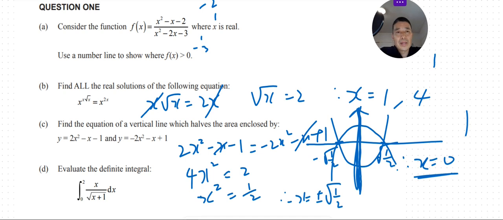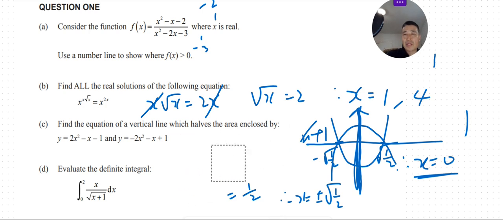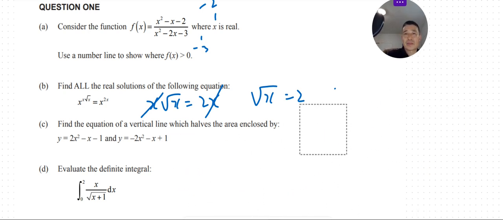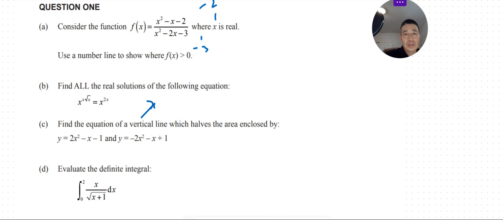Yeah. All right. Last question. I'm going to work this out. Evaluate the definite integral. Okay. Right. So we don't have a quotient rule like in differentiation on the integration. So in this case, we will have to use substitution.